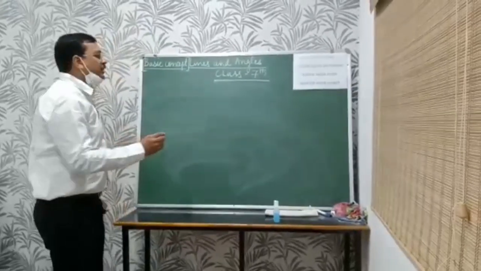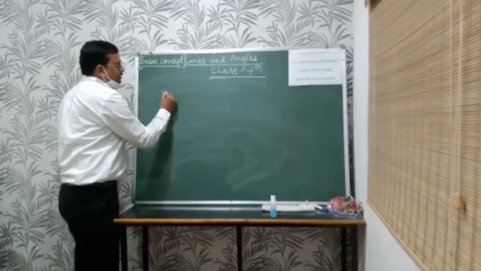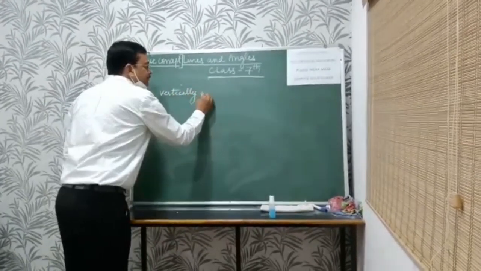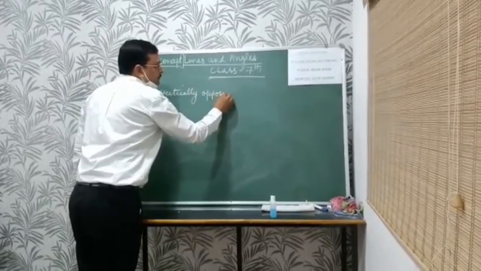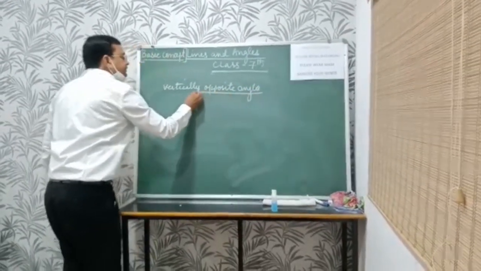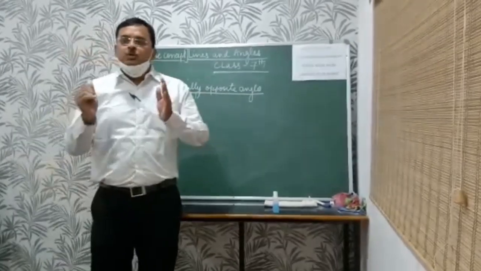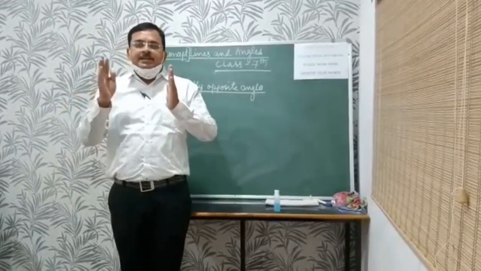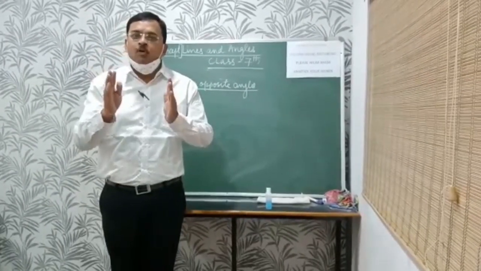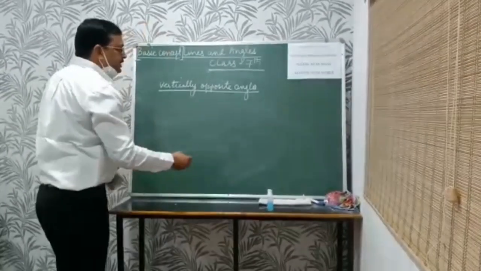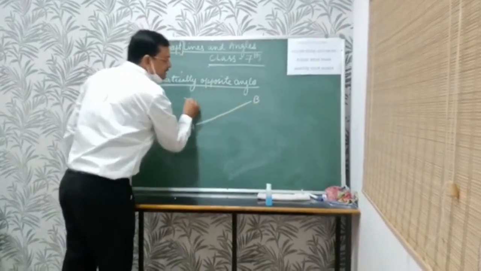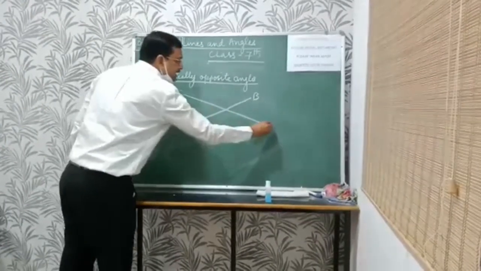Now the fifth point is vertically opposite angles. When two straight lines intersect each other, vertically opposite angles are formed. It means this is the first straight line AB. This is the second straight line CD.